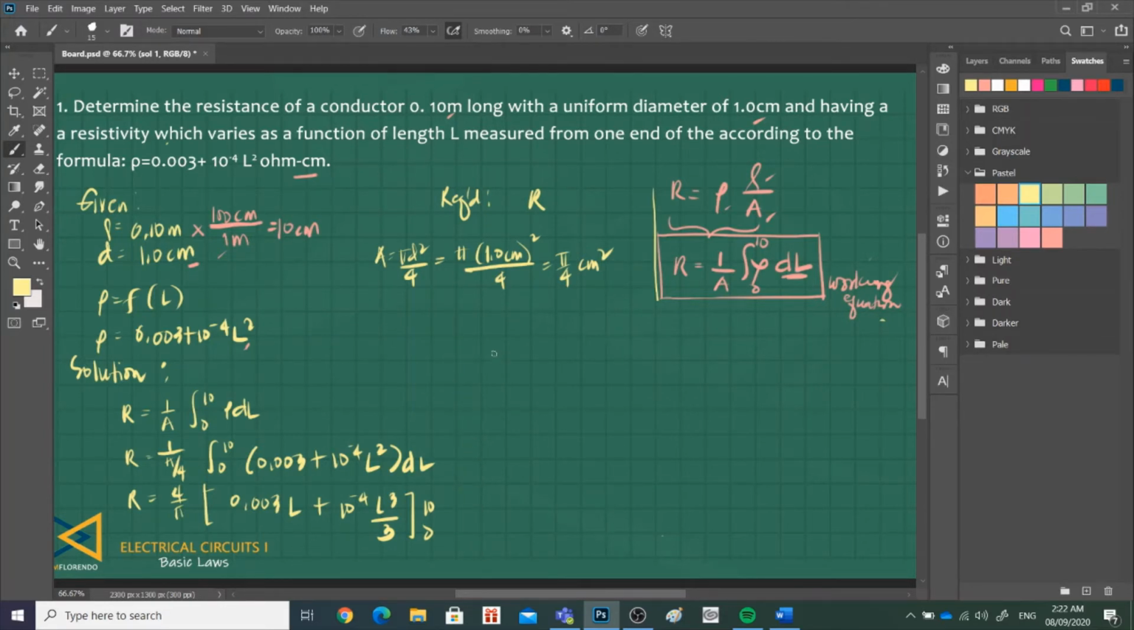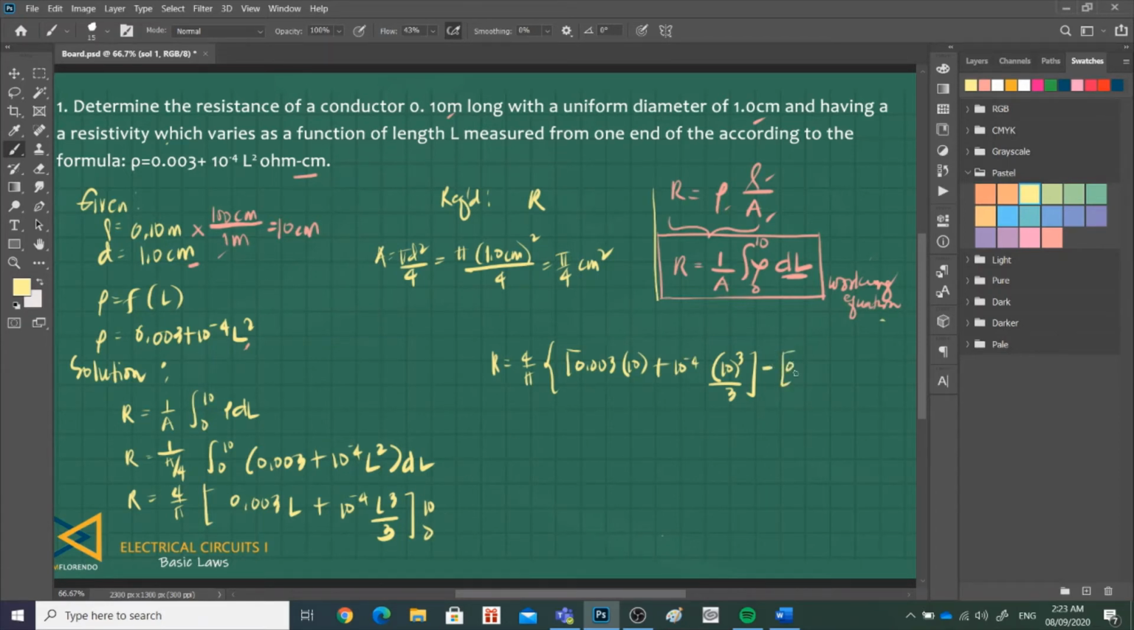Okay. So, R is equal to 4 over pi. Okay, maglagay tayo ng limit natin ng 0.003 multiplied by 10 plus 10 raised to negative 4 of 10 raised to 3 over 3. Minus, actually, pwede nang i-0 to, kasi lower limit natin, 0 lahat.